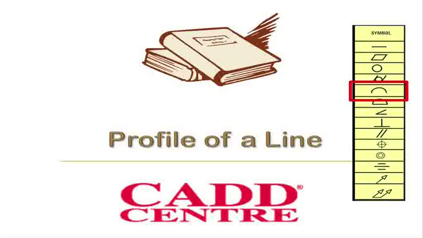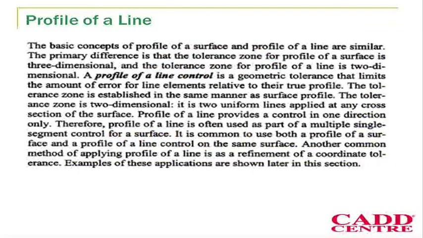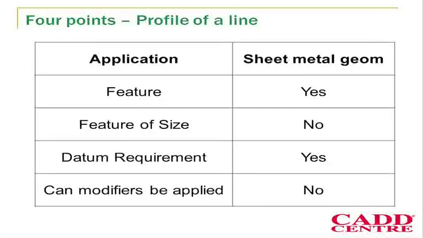And similarly, the difference between a profile of a line and a profile of a surface is that the profile of a line will check only one section of the geometry, whereas the profile of a surface checks the entire surface. As mentioned earlier, the profile of a line can be used for checking the sheet metal geometrical shape. It can be applied only for a feature, not for a feature of size. Datum requirement is optional. Modifiers cannot be applied for a profile of a line condition.